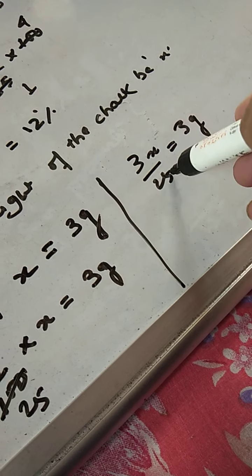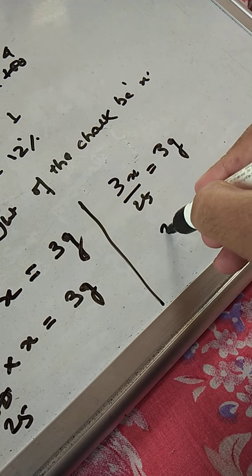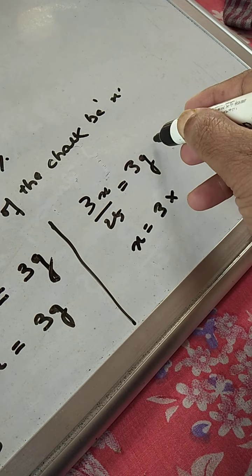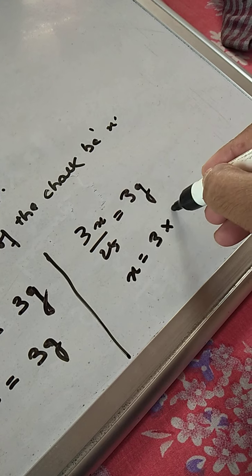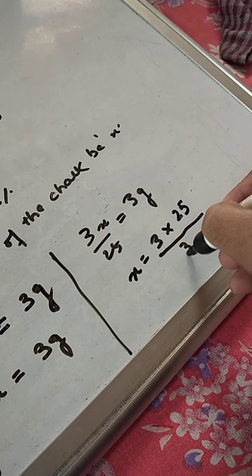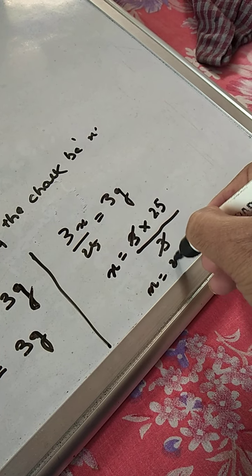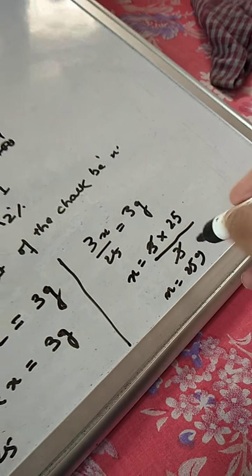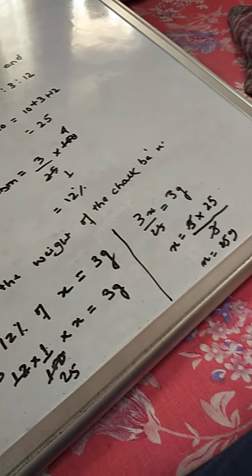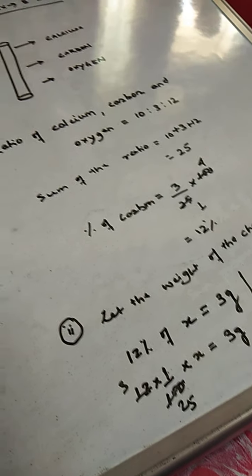Now we have to take 25 and 3 to the other side so that we can get the value of x. So x would be equal to 3 into 25 goes to this side and 3 comes down, cross multiplication. So these 3s will be reduced, so x equals 25 grams. So the total weight of a chalk is 25 gram. Understood?